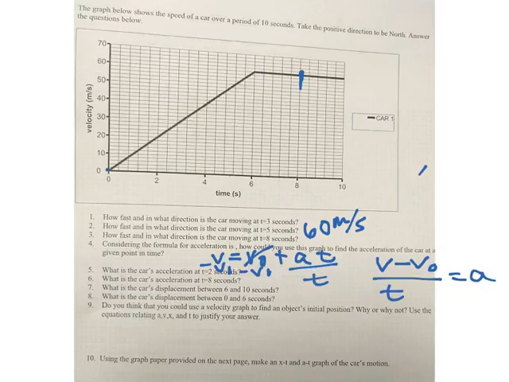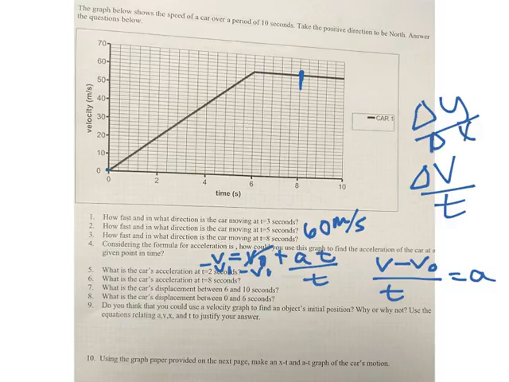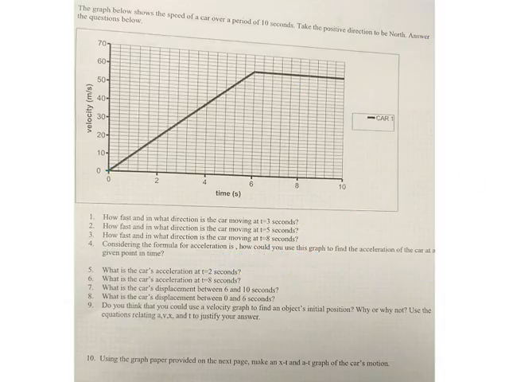This should look like a change in v. Oops, that should be a v. Change in v over time, also known as the change in y over the change in x, which is your rise over run. So really, if you manipulate the formula, you essentially just get the formula for slope, and that's really all it's talking about. So how could you find it? Find the slope.